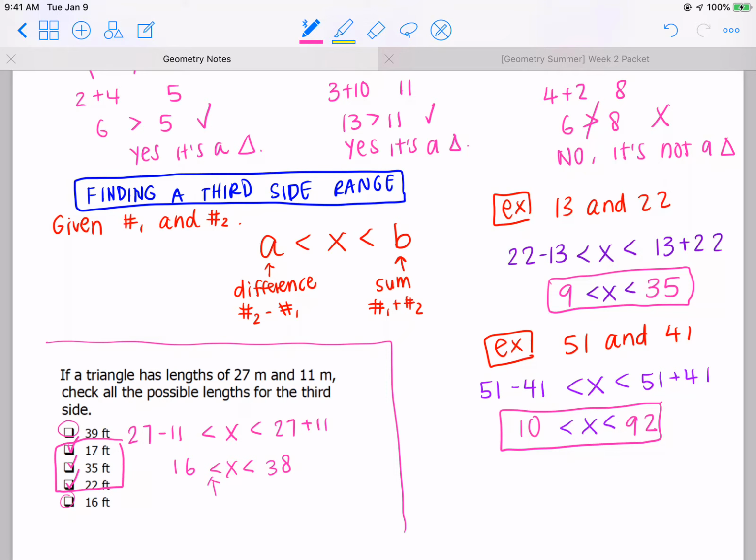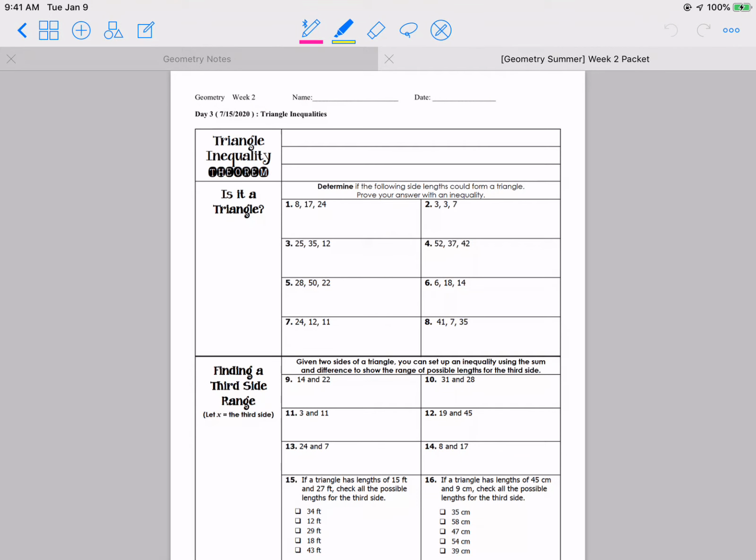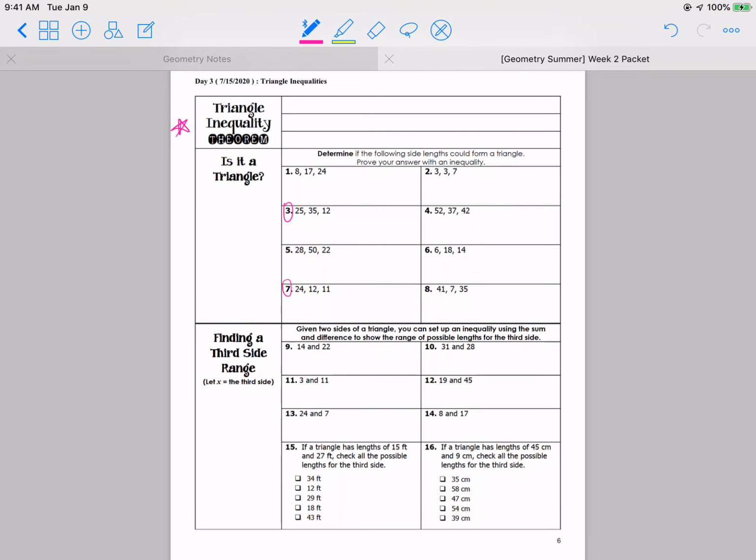Okay. Let's look at our homework for this page real quick, and then we'll do the other page later. So remember to do this. Let me do two questions from the top, and then one question from the bottom.